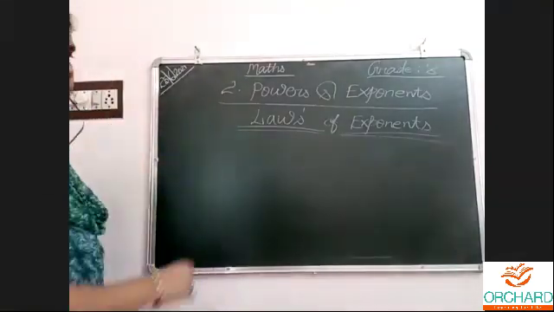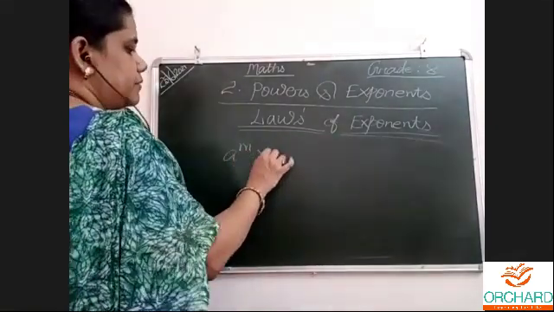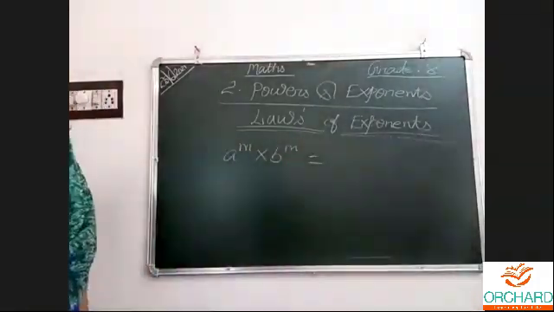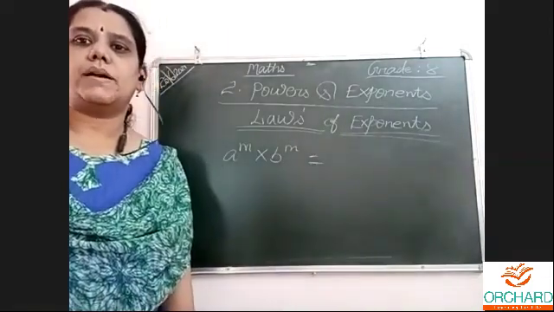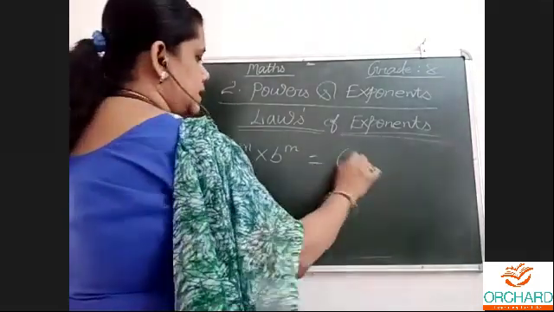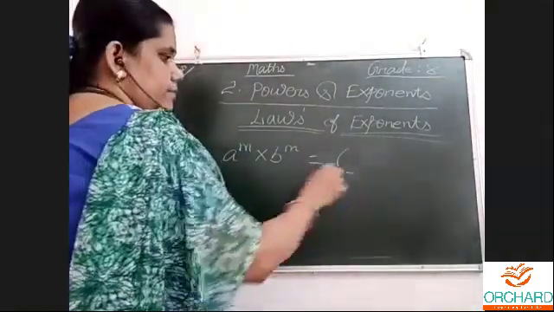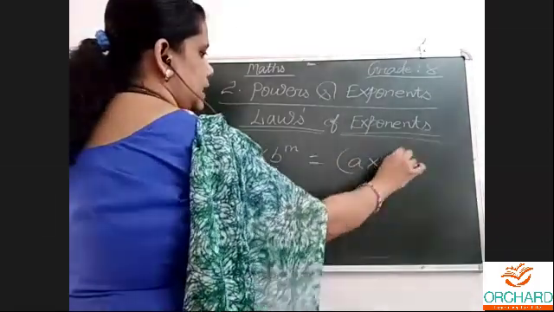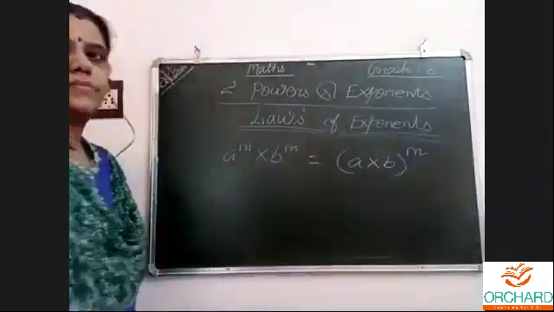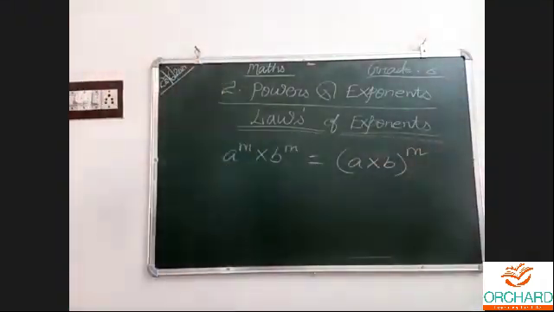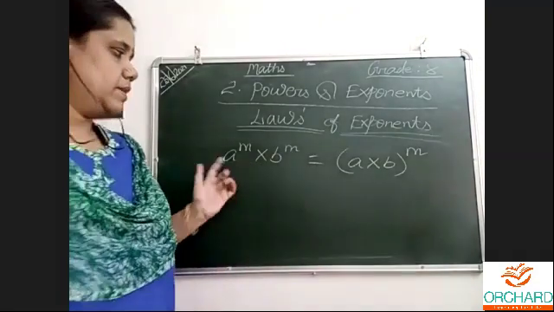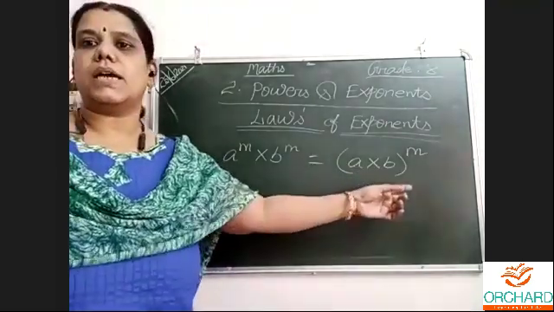The next law is that if the bases are different and the powers are the same, for everything we have a law. In this case, the bases are different, A and B, both are different. Powers are the same. So A multiplied by B, the whole power m. Bases are different, powers are the same.